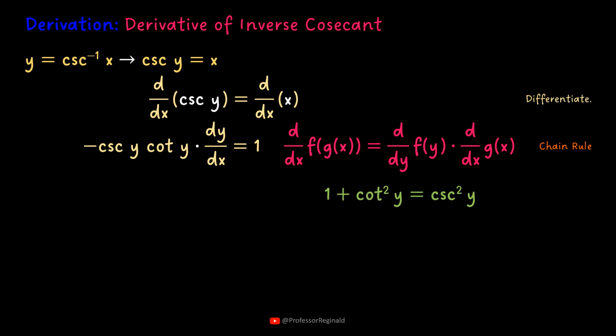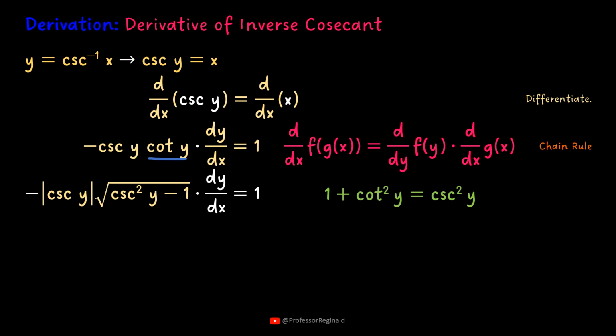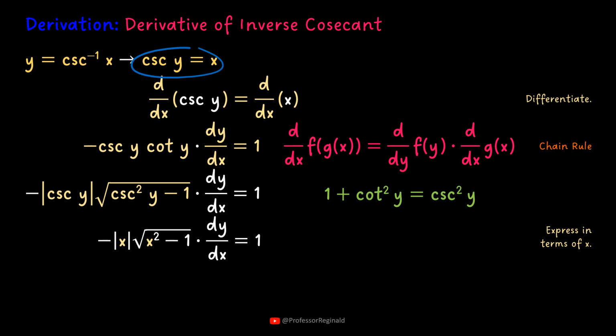Use a Pythagorean identity to express cotangent of y in terms of cosecant of y. Afterwards, express the equation in terms of x. Substitute x equals the sine of y. Divide both sides of the equation by the negative of the absolute value of x times the square root of quantity x squared minus 1.